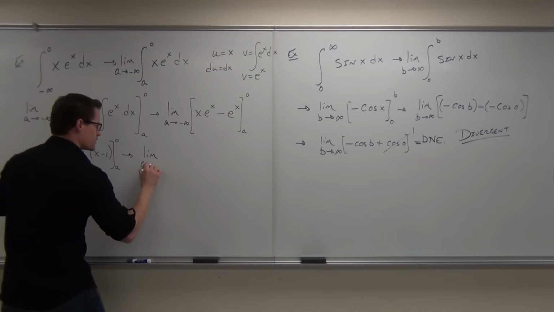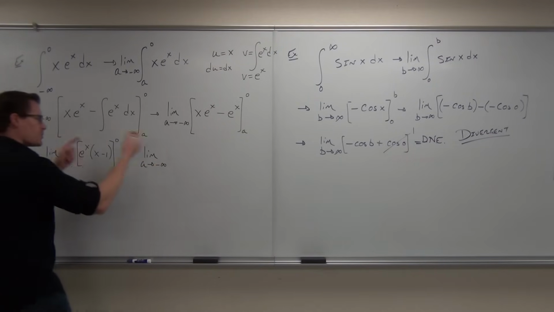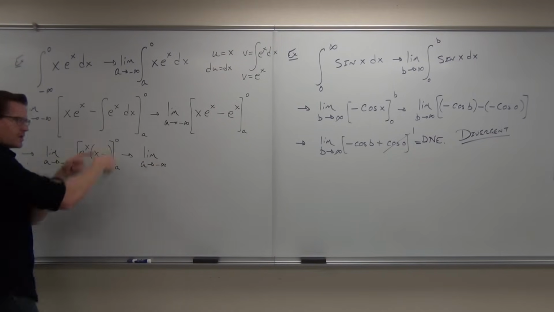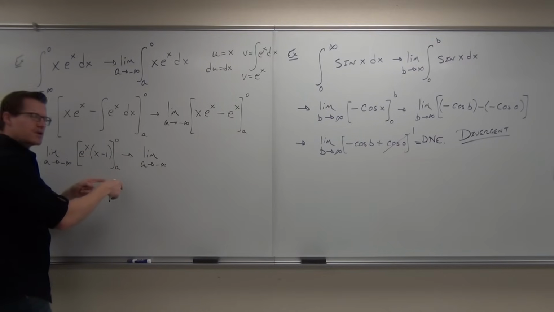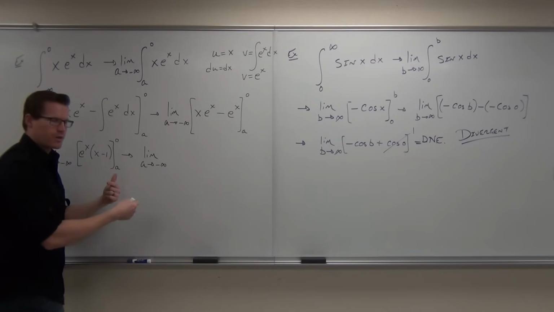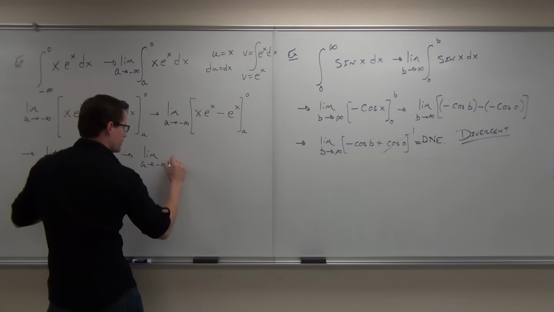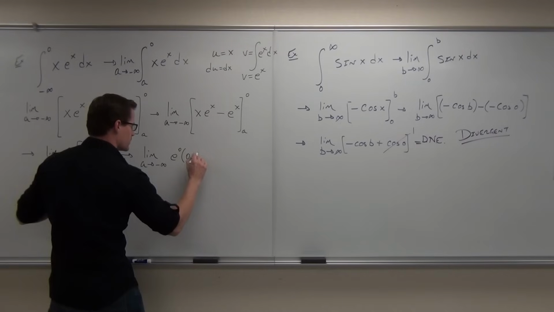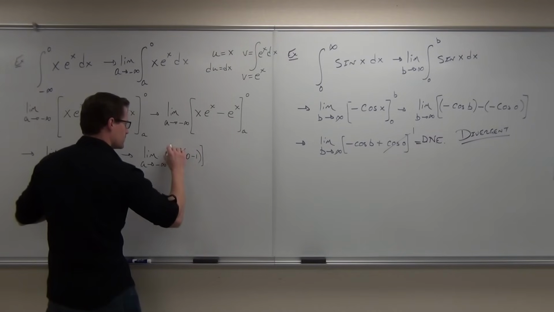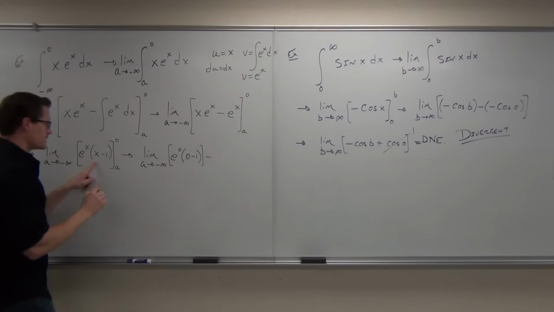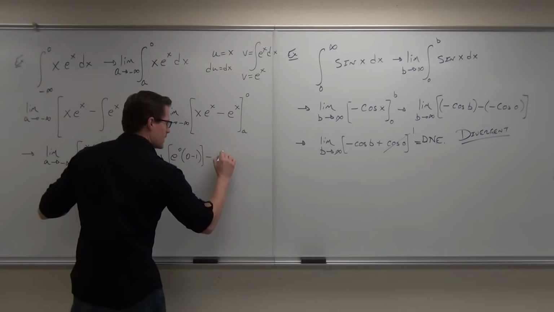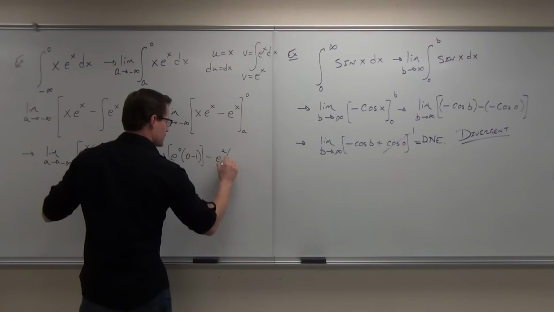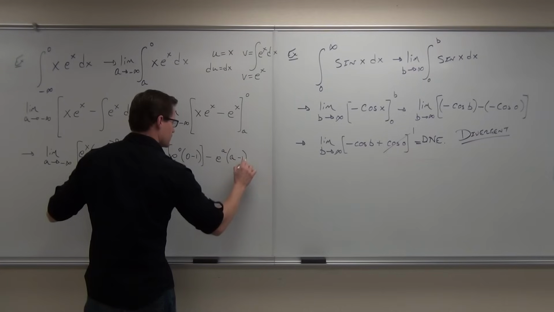So a is going to eventually go to negative infinity. We've got to plug it in first to see what happens. Which number do you plug in first? Make sure you do that, okay? Make sure you follow the rules for evaluating your integrals here. So we'd have e to the 0 times 0 minus 1, minus e to the a times a minus 1.